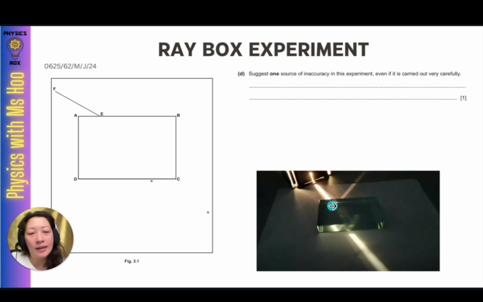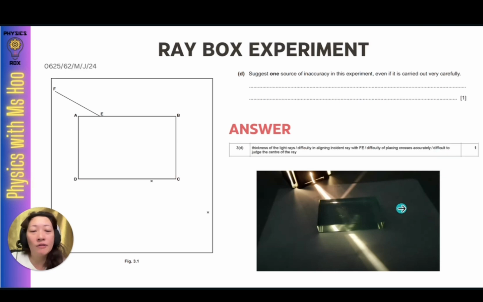As you can see, the main problem here is that the light ray is quite thick. So although we've placed a thin slit in front of the ray box, the light ray still diverges a little bit, causing the light rays to be a lot thicker than we would like it to be. So the answer you could write here is with regards to the thick light rays. So the source of inaccuracy here is the thickness of the light rays, or that it's difficult to align the incident ray with FE, which is where the incident ray should be. It's also difficult to place the crosses accurately, and it's difficult to judge where the center of the ray is because it's thick. So these are actual practical difficulties with regards to the ray box experiment.